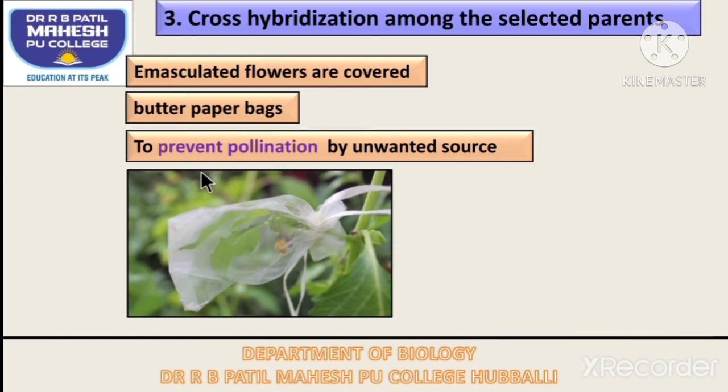Emasculated flowers will be covered with a butter paper bag to prevent contamination of the stigma by other pollen grains. So to prevent cross pollination by unwanted sources. This process of putting the bag over the gynoecium or stigma is called bagging.